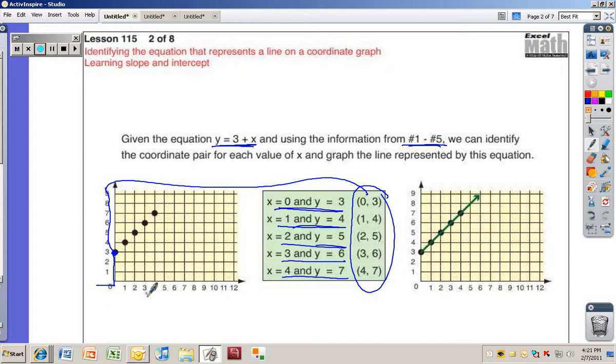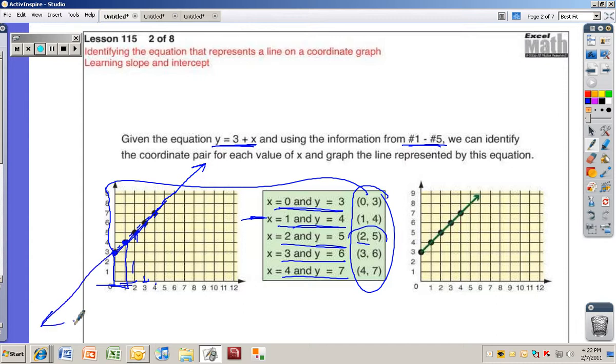This one is at 1, 4. This is the second one. The next one is at 2, 5. 2, 5 right there. 3, 6, 4, 7. Now, do you notice that these points all make a line? And they keep on going. And they're going to keep going. So the next one's going to be here, the next one's going to be there. It's going to keep going forever. And it also can go the other direction forever.